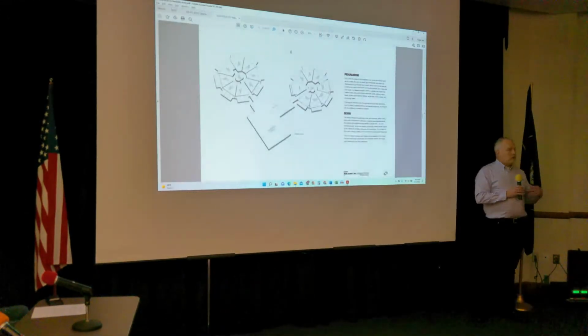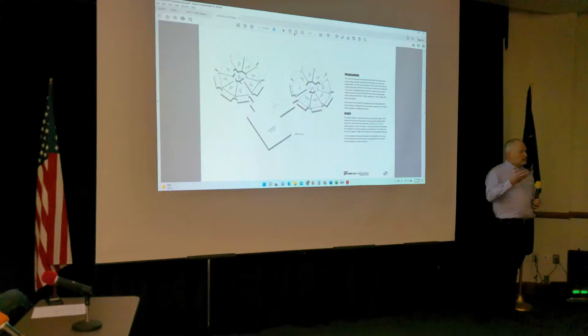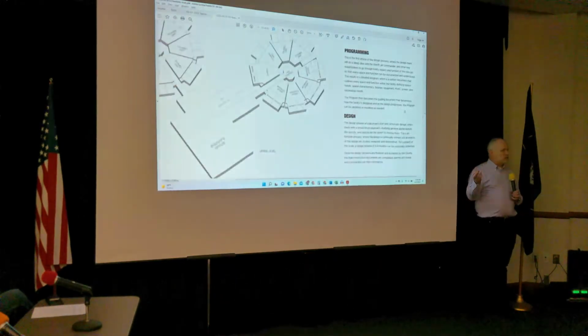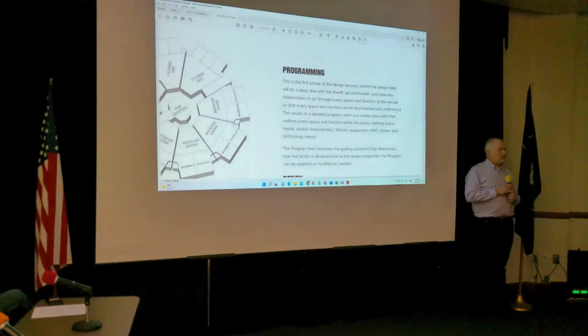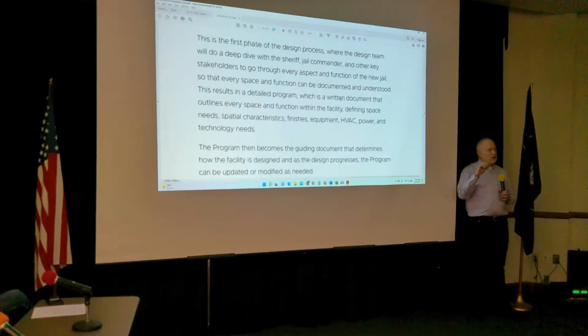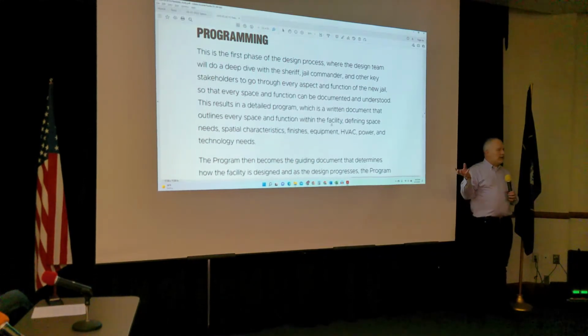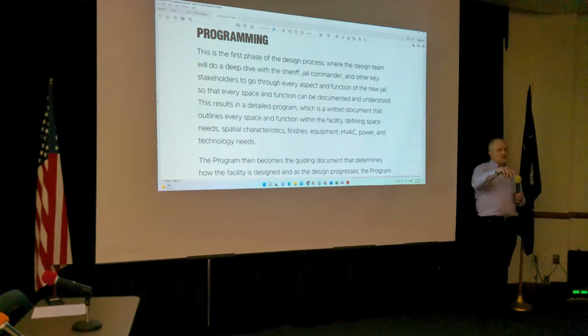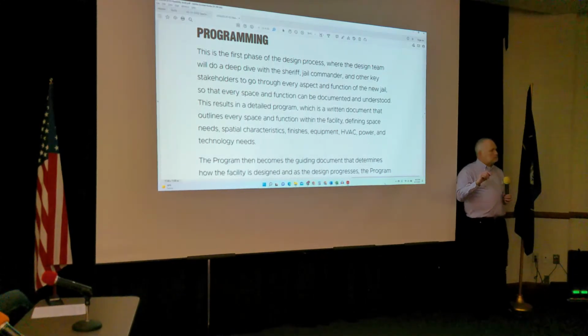Real quickly, we go through the programming process, which is basically sitting down with the jail commander and the sheriff and other stakeholders. We go space by space, room by room, item by item, and do a very detailed analysis of exactly what this facility is going to be. And that defines square footages, all of the functions that are required. Once we've done that, we then start the actual design, where we put pen to paper, or I guess now electrons to monitors, and start fleshing out actual designs.